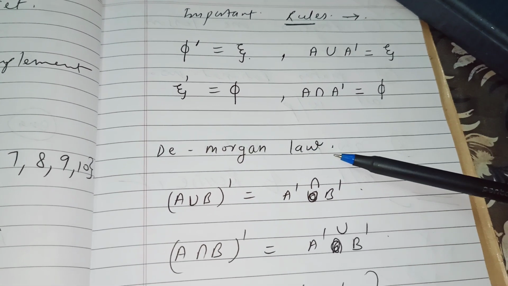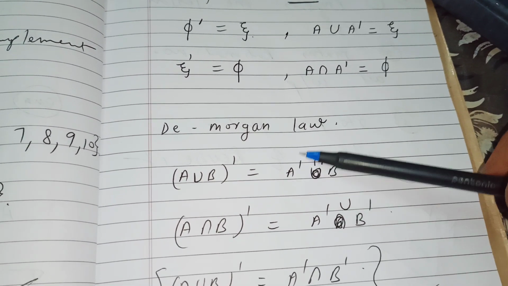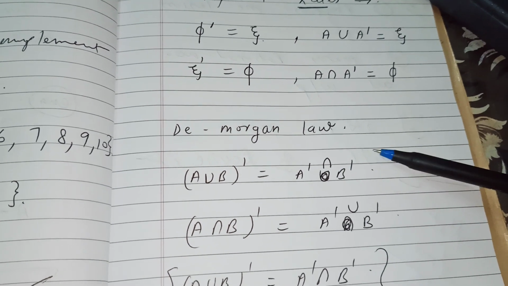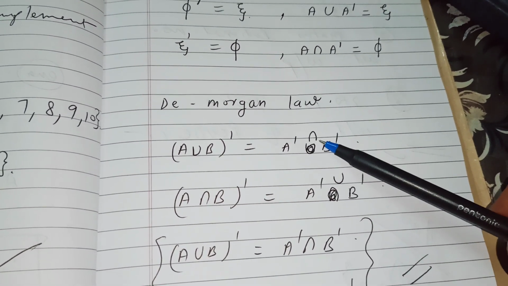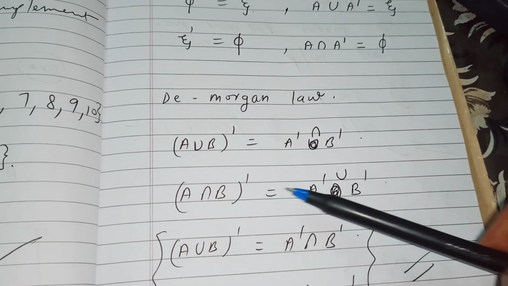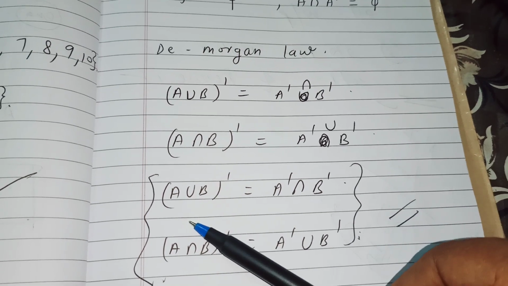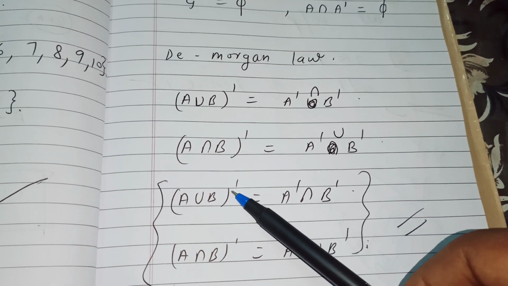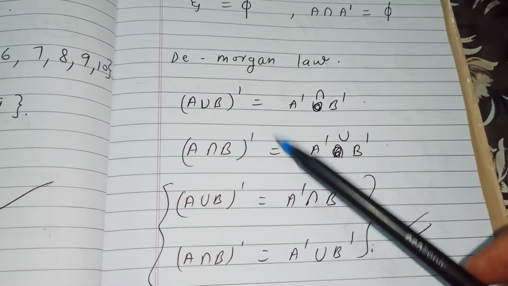According to De Morgan's law, (A union B) complement is equal to A complement intersection B complement. Now listen here: if union is given, it becomes intersection, and if intersection is given, it becomes union. So the same thing is written over here, so please try to understand.